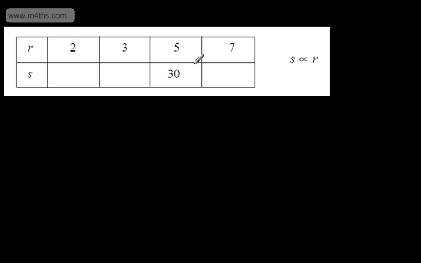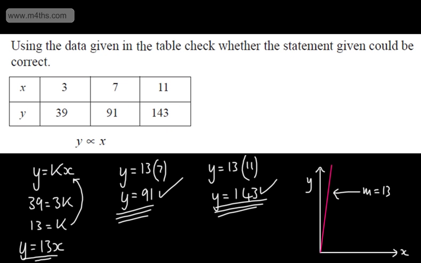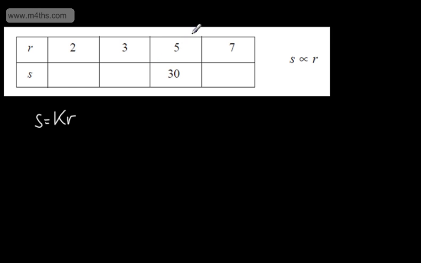Okay, this time we're told that s is proportional to r, and we need to fill out this table. So if s is proportional to r, I can say that s is equal to kr, where k is the constant of proportionality. We found that before. K is 13 here. It's just the multiple. So the only bit of info we can use is this one right here to find the value of k. So I'm going to substitute this in. We're going to have 30 is equal to k times r, which is going to give me k times 5, or 5k. Dividing both sides by 5, we can see that k is equal to 6.